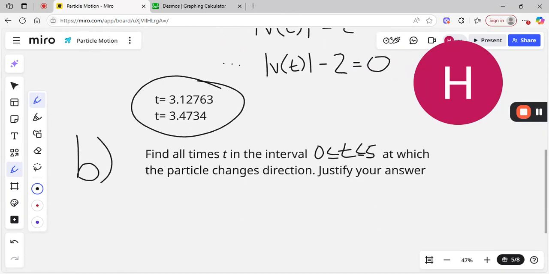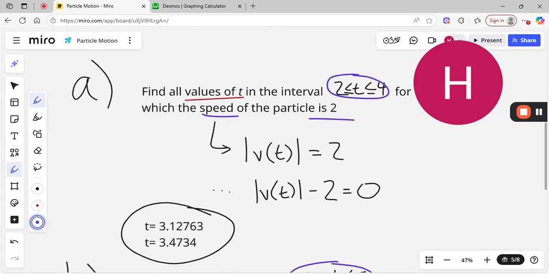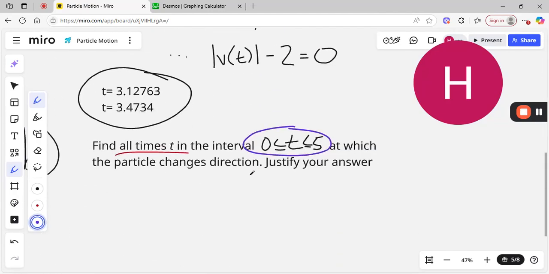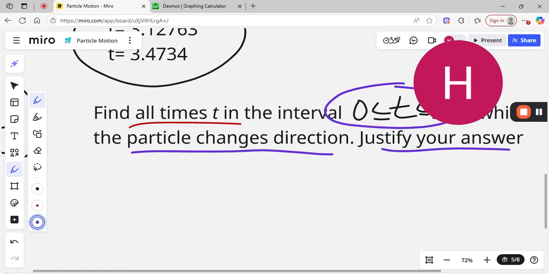Okay, let's move on to part B. Find all times t, suggesting there's more than one. And this interval is from 0 to 5 now, so that's the full interval that we were told about in the beginning of the problem. This only exists from 0 to 5, at which the particle changes direction. And this time we do have to justify our answer. So let's take a moment to use our calculus analysis again.